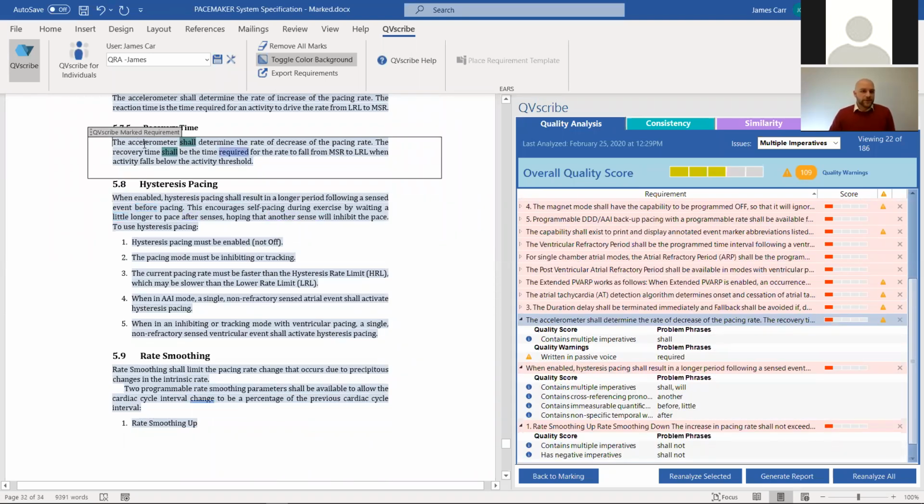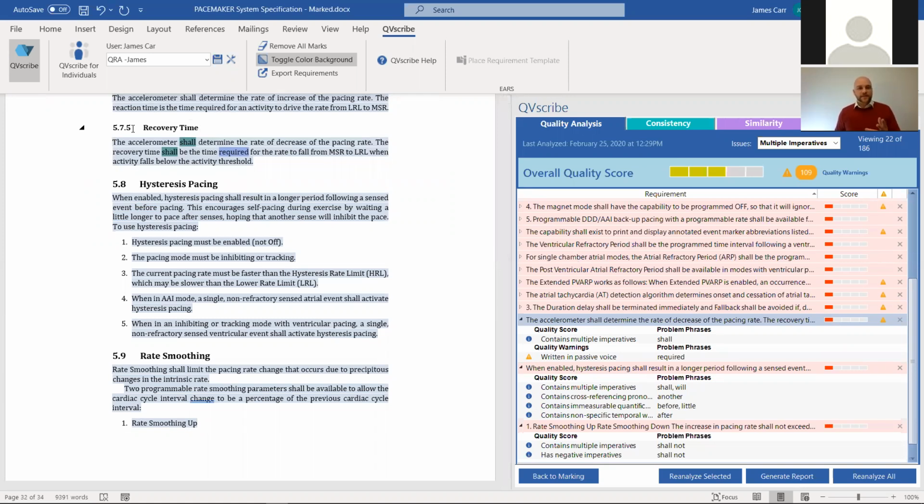So this one, for example, the accelerometer shall determine the rate increase of the pacing rate. The recovery time shall be the time required for the rate to fall. So at best, this requirement is two requirements put together that should be split. But they are under one number here. So the problem that would come with a requirement like this, if somebody is at a review meeting and they say, hey, I want to talk about 5.7.5, and you go to this, whenever somebody is reviewing this, they have to read both requirements, even if maybe the issue is only with one of them. So that's why it's really important to make these requirements singular.